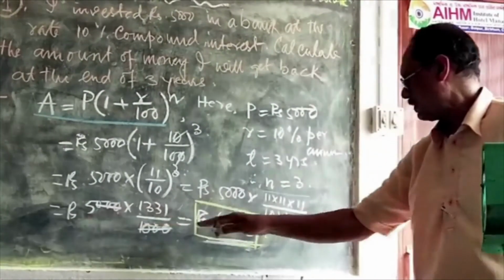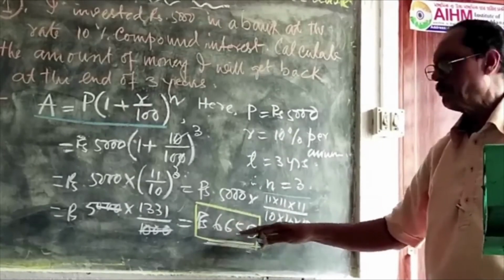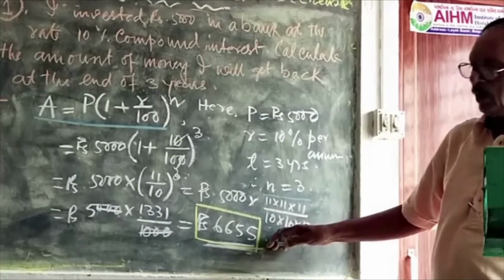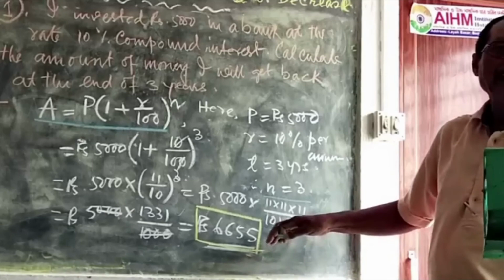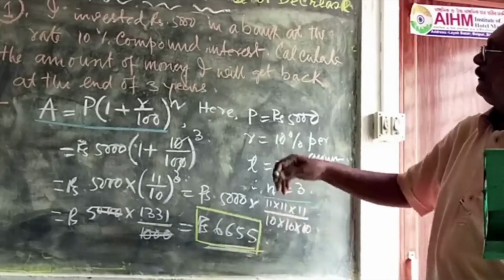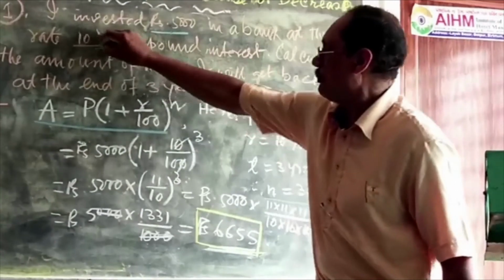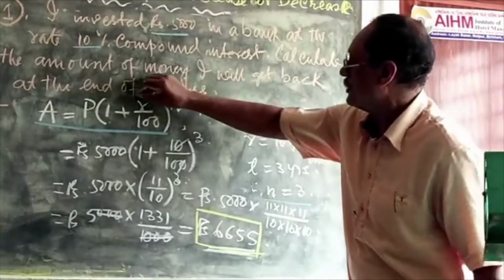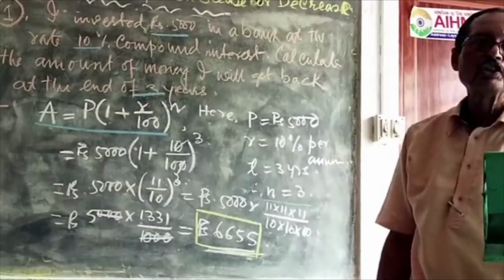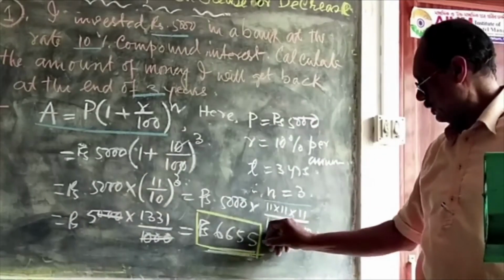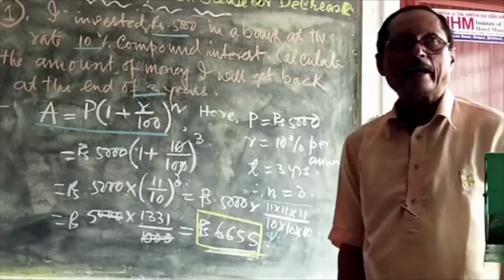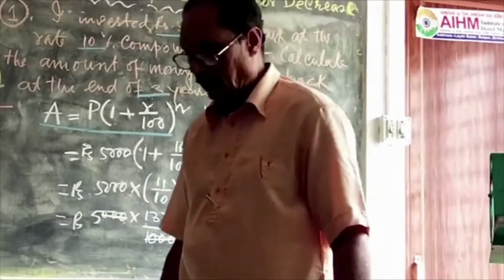Finally we are getting the value of this as rupees 6,655. That is the amount we will get back at the end of 3 years when 5,000 rupees was the principal, the rate of interest was 10%, and it is calculated for 3 years. So this is the amount you can get back from the bank after 3 years.